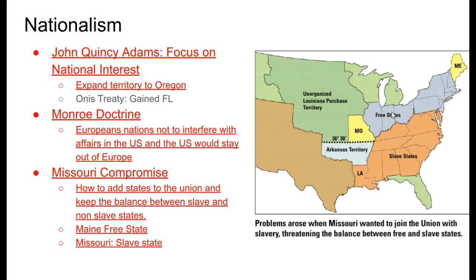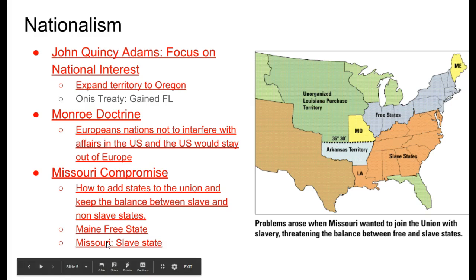So what they decided to do is add Missouri as a slave state, but then they were going to add Maine as a non-slave state or a free state in order to keep that balance between free states and slave states. And that is it for today.